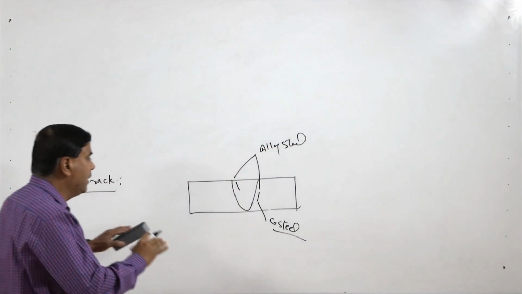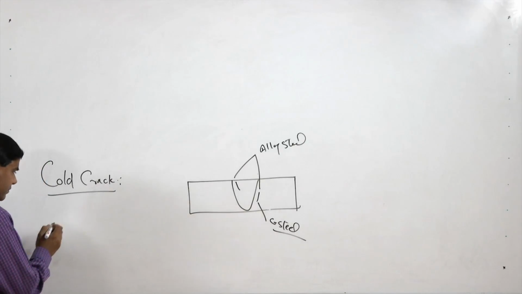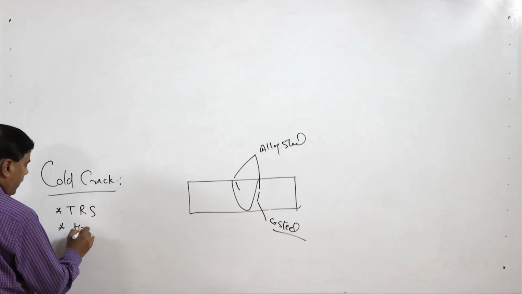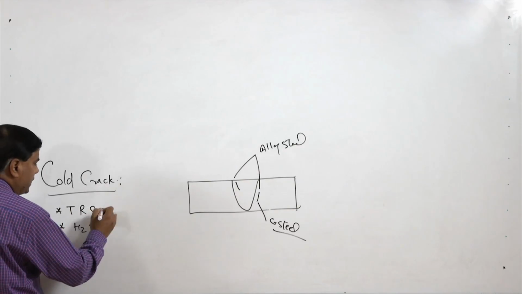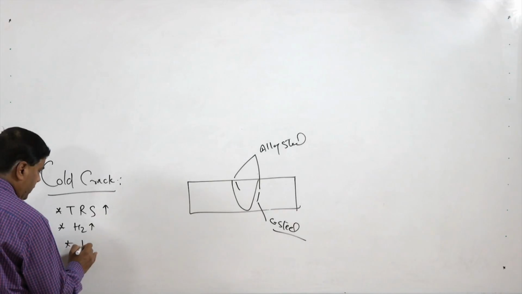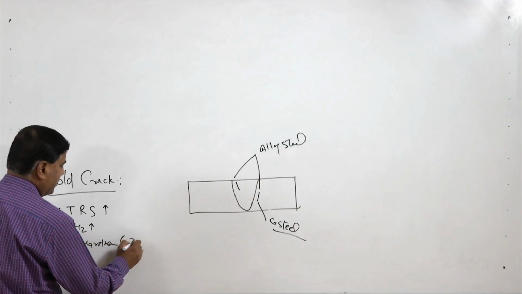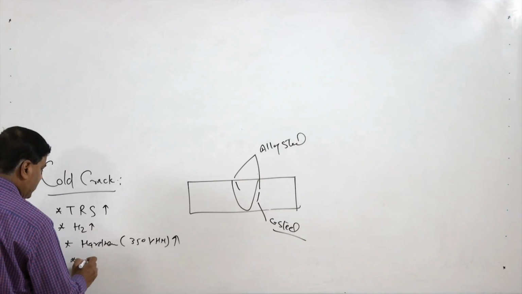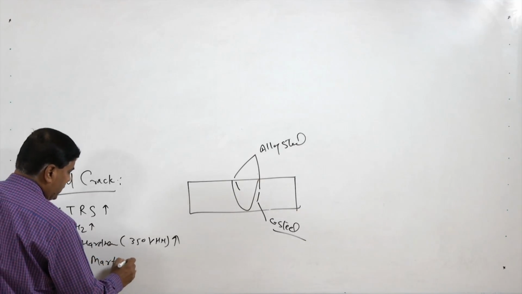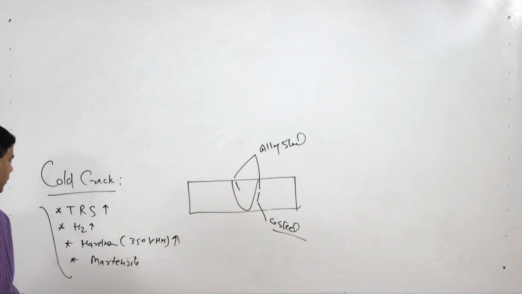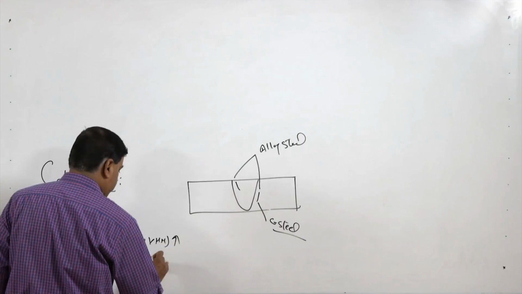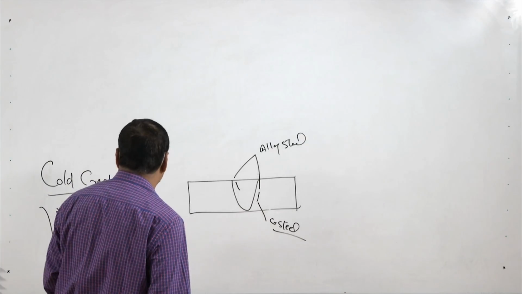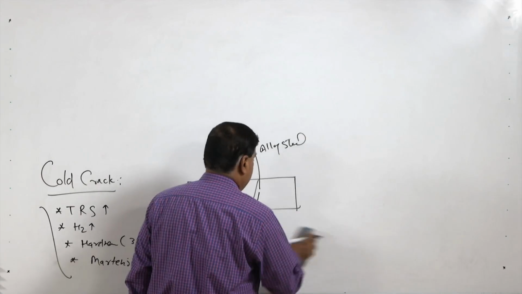The things that are needed for such kind of cracking are: the presence of tensile residual stresses, 1; hydrogen concentration, 2; all these will be promoting the cracking tendency; and 3, higher hardness, hardness greater than 350 VHN actually promotes the cracking; and the sensitive structure like martensite. So, these are the 4 factors that significantly promote the cold cracking tendency, and whenever these are present, the steels are found sensitive for cold cracking.